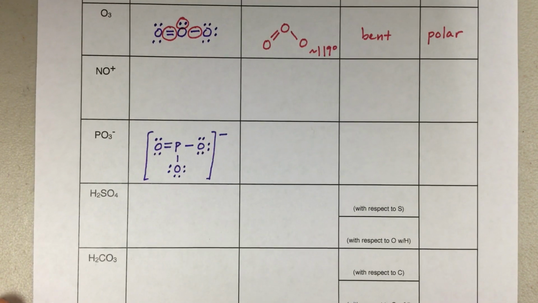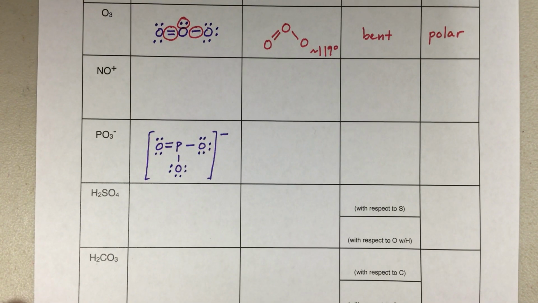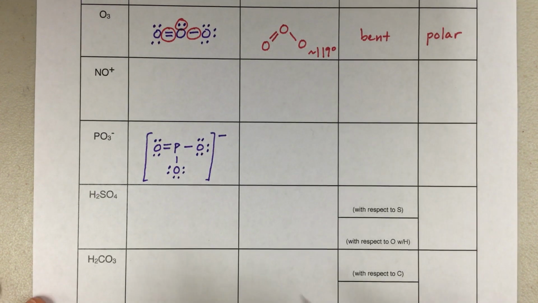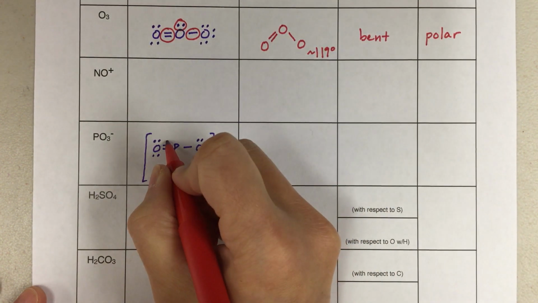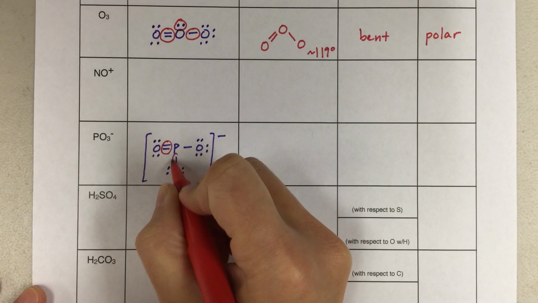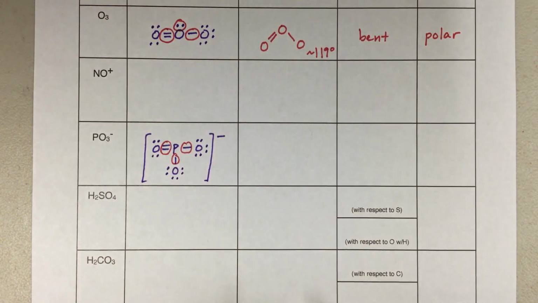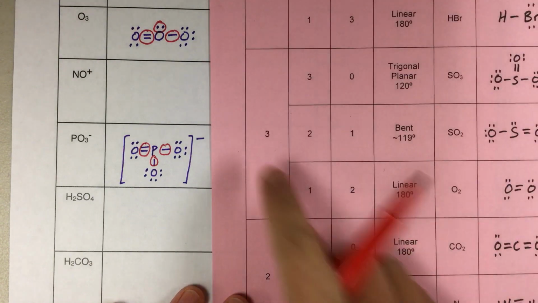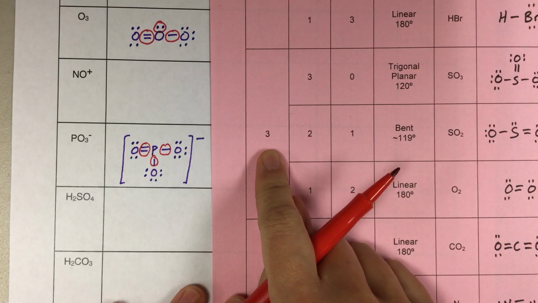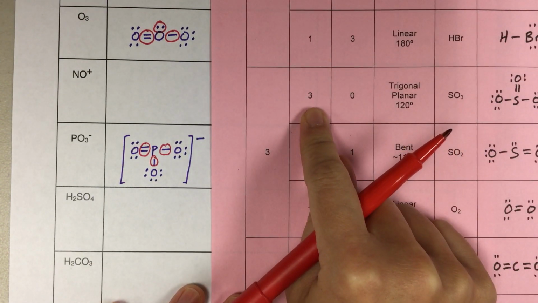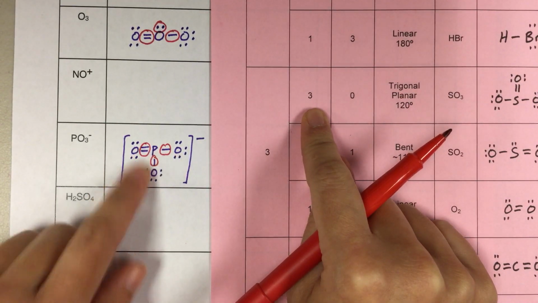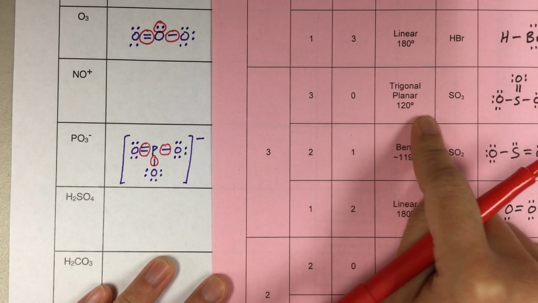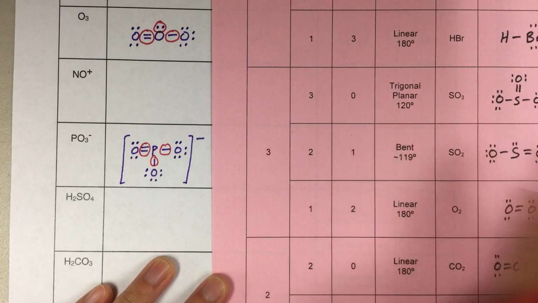Okay. Next, we've got PO3 minus. So let's look at our electron domains. On the central atom, one there, one there, one there. We've got 3 electron domains. 3 of them are bonding, all 3 of them. None of them are lone pairs, which leads us to trigonal planar.